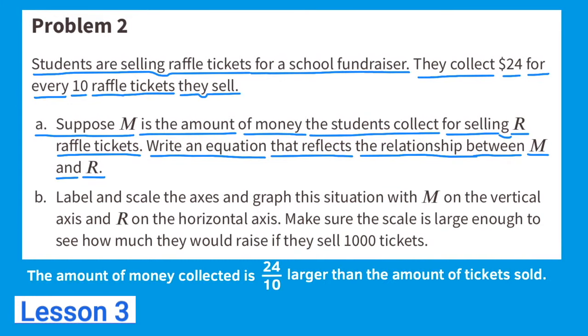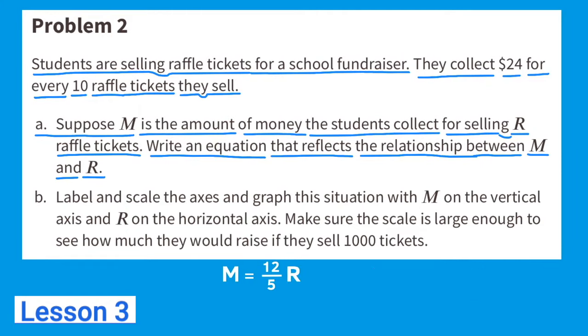The amount of money collected is 24/10 larger than the amount of tickets sold. 24/10 can be reduced or simplified to 12/5. The amount of money collected is 12/5 larger than the amount of tickets sold. This sentence will help me write an equation that reflects the relationship between M and R, with M representing money collected and R representing raffle tickets sold. The equation I came up with is M equals 12/5 times R, or M equals 12/5 R.